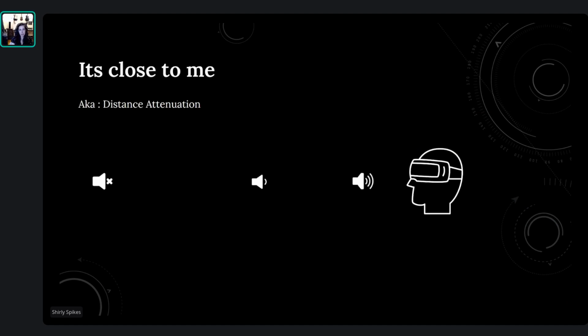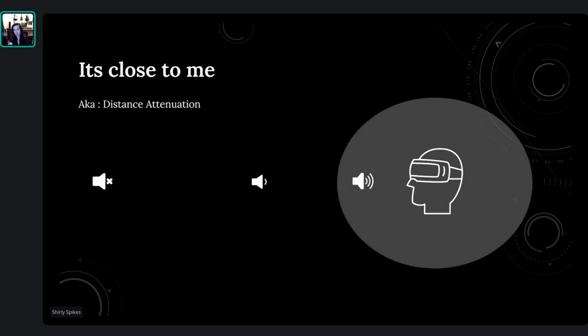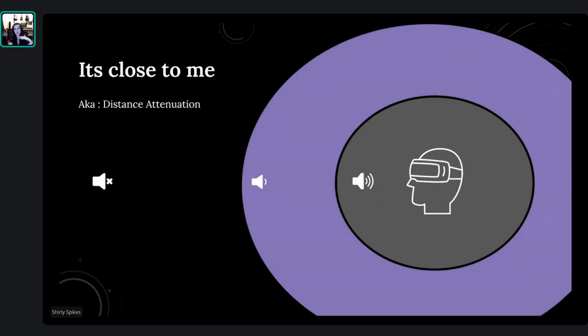With that in mind, let's start with the easiest one. It's close to me, so it's louder, AKA distance attenuation. This is the most straightforward, basic way to implement spatial audio. If you're familiar with working in Unity or Unreal or Godot, you know that usually they create some kind of a sphere. So anything that is really close to me is going to be the loudest. Anything a little bit outside of the sphere is going to be quieter and going to go quieter as I'm going over the edge. And everything outside of that sphere is not going to be heard at all, even though it is in the experience.